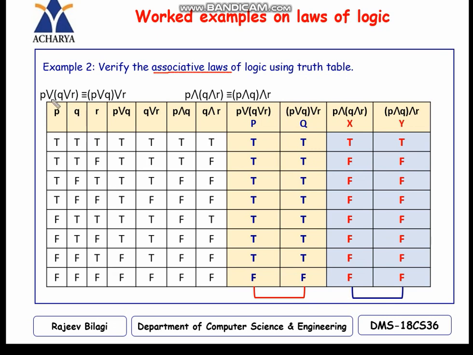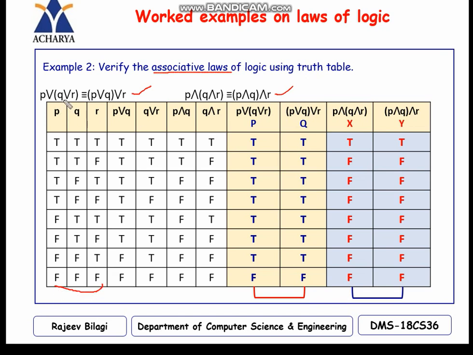Okay, so as I told earlier, this is one with respect to the OR operator, and this is one with respect to the AND operator. Since it contains three different propositions, I will have 8 different combinations of T and F values. So these are all the values: T T T, T T F, T F T, T F F, F T T, F T F, F F T, F F F. So these are all the three different values.